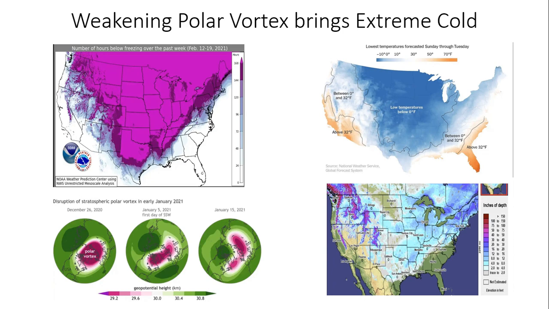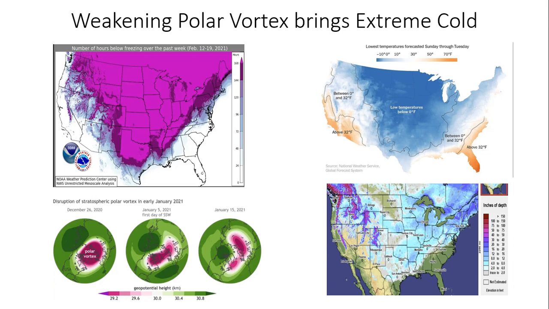The far bottom left graphic shows the polar vortex getting stretched on December 26, 2020. By the time we get to January 5th, 2021, we had extreme warming of temperatures in the stratosphere, that sudden stratospheric warming event, which weakened the polar vortex. And then the bottom right graphic shows January 15, 2021, the purple shading, how the vortex is split into two distinct lobes. And the bottom right-hand graphic shows snowfall.